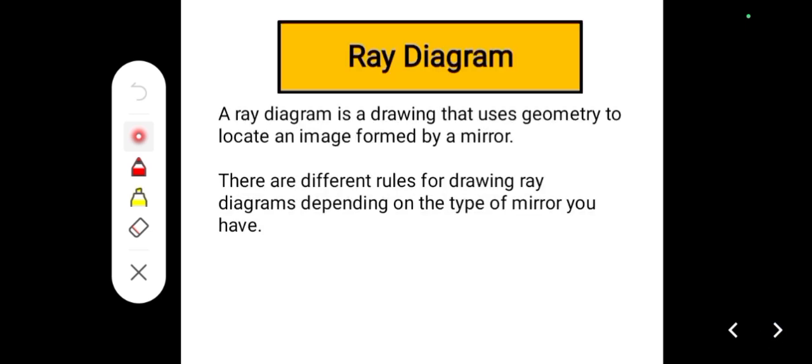So first, let's try to find out what is ray diagram. By definition, a ray diagram is a technique that you will use to be able to locate and determine the image formed by a mirror. It uses geometry, it uses lines for us to understand where the image is formed. Now, in doing the ray diagram, there are rules that we have to follow in locating the image. So we are going to uncover these rules one after another.